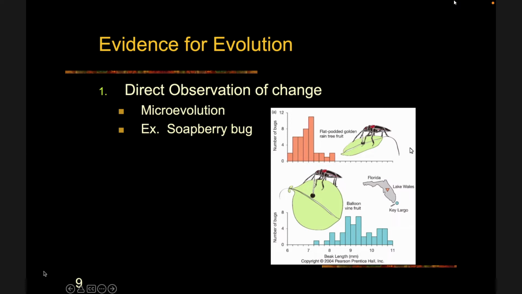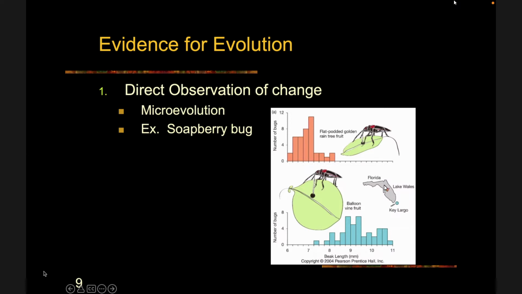Well, sometime in the middle of the 1800s, due to human traffic, humans move around, and as they do so, they tend to move other animals and plants with them as well. And so a population of these soapberry bugs got established in the middle of Florida, okay, around Lake Wales, okay?